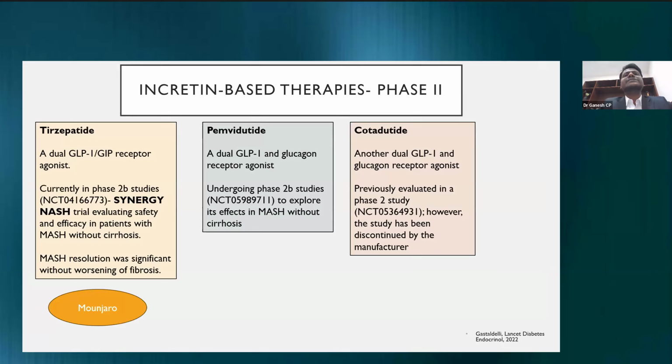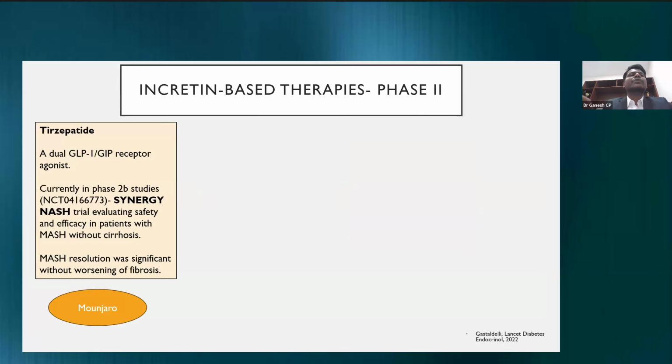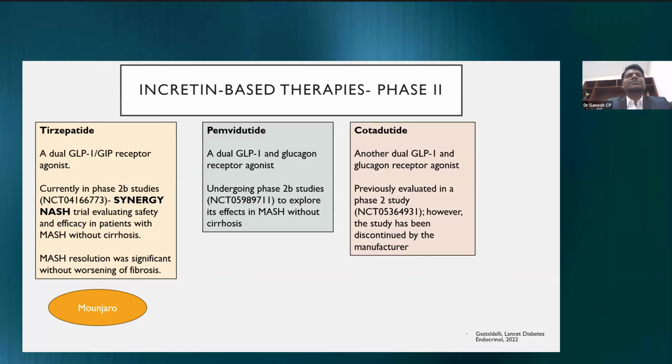Other incretin based agonists are pemvidutide and cotadutide, which are GLP-1 and glucagon receptor agonists. They are also under their phase 2b study. Here I need everyone to understand about this Mounjaro drug, which has been approved by the FDA for the treatment of obesity, but still it has not been approved for the treatment of MASLD with significant fibrosis.